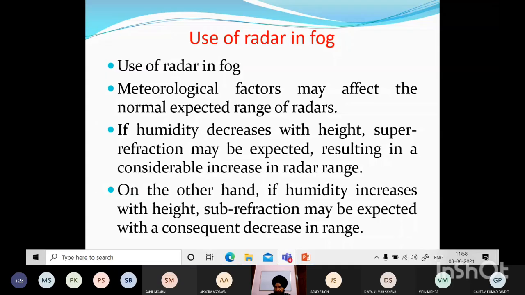So I have slightly deviated also and covered certain extra things: the use of radar, the use of sound signals, how they get affected, and formation of the fog, how we can go about it. Okay, let's move on to the next topic. Any questions from this?